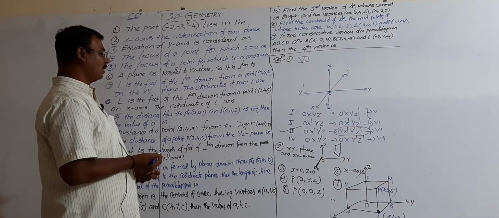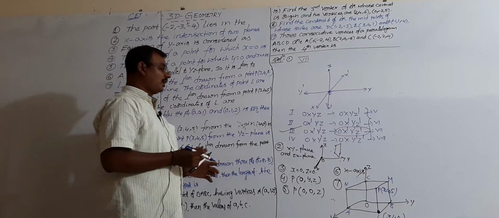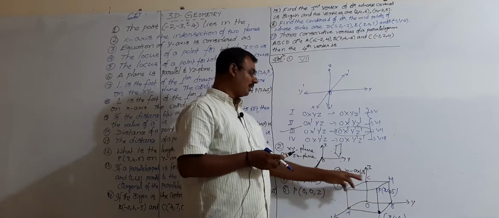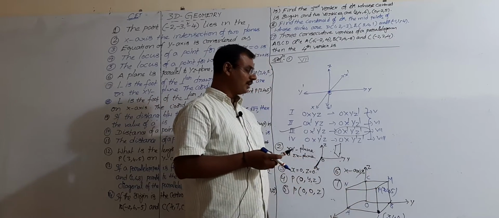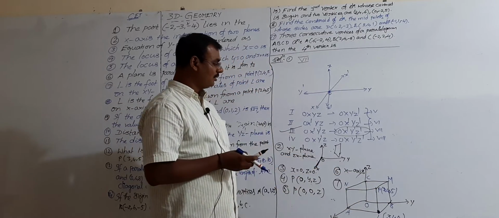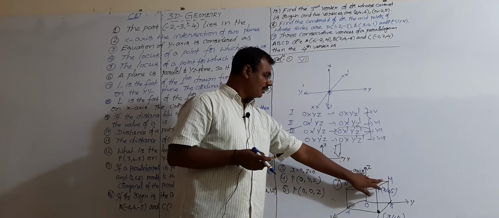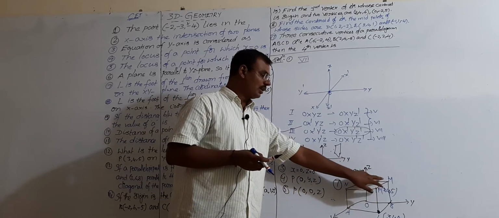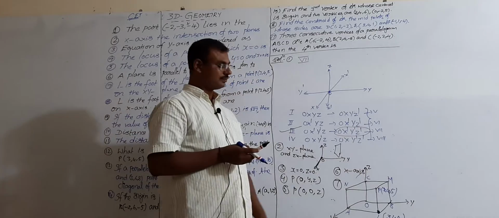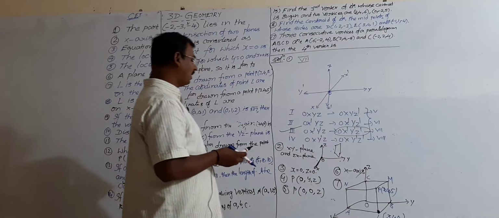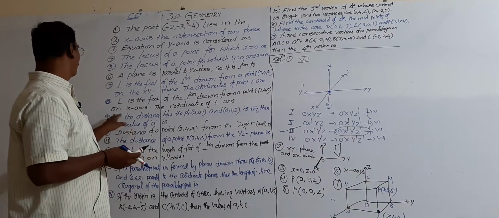Clear? Suppose we ask, what are the coordinates of M in the YZ plane? In the YZ plane, which coordinate is 0? The x coordinate is 0. So, (0, 4, 5) is the answer. Like this we can find out. Let us see question number 8.